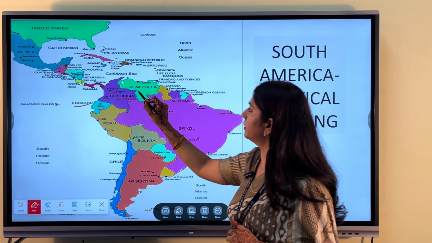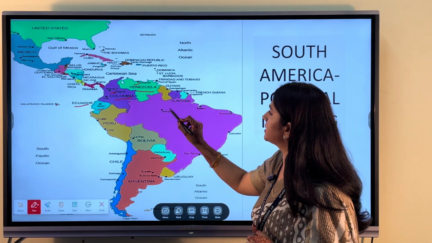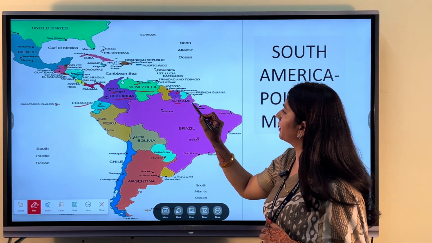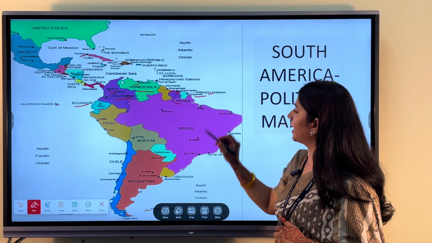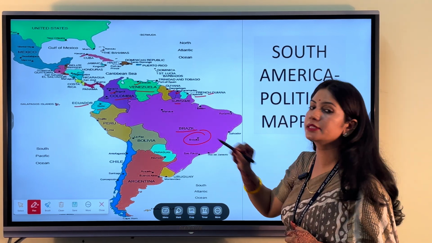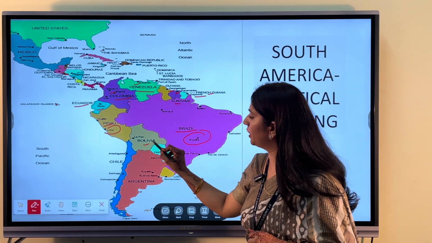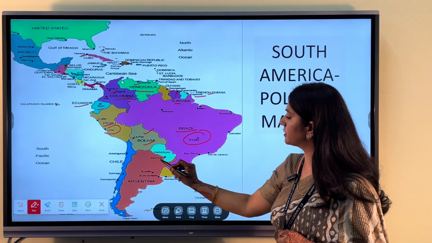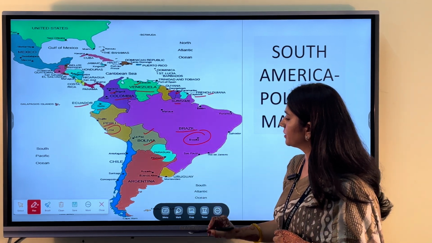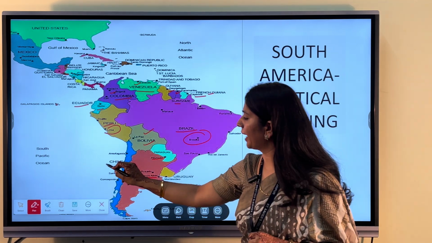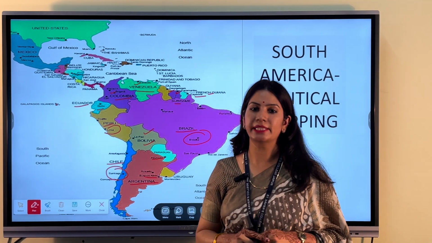Colombia, it's Bogota. Venezuela, it's Caracas. Guyana, it's Georgetown. Suriname, it's Paramaribo. French Guyana is Cayenne. Brazil, capital is Brasilia. Peru, capital is Lima. Bolivia, capital is La Paz. Paraguay, capital is Asuncion. Argentina, capital is Buenos Aires. And Chile, capital is Santiago.